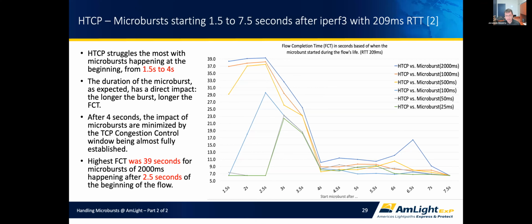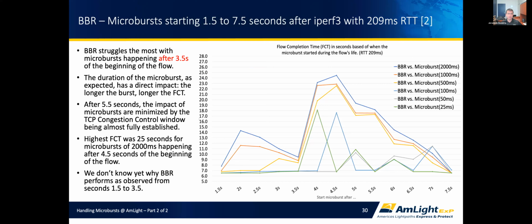The interesting part is that if any microburst happens after the mark of 3.5 seconds from the beginning of the flow, the impact is not that bad, right? You can see that most of the lines after 4 seconds, 4.5, 5, 5.5, stay under around 11 seconds flow completion time, 13 seconds, or maybe 9 seconds. But what we're seeing here is that anything happening at the beginning is bad, right? Anything happening after 4 seconds is okay, it's acceptable. But now let's take a look at the same thing with BBR.